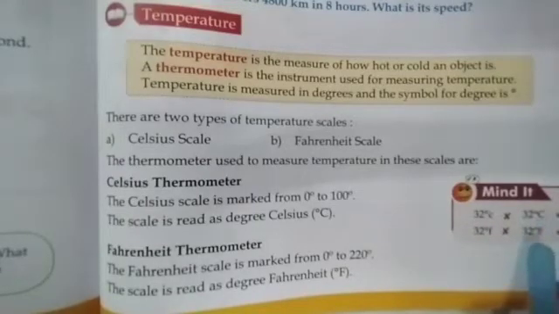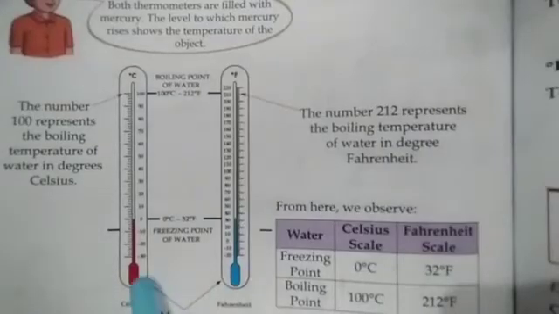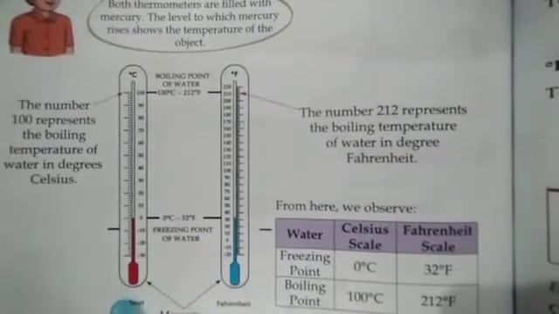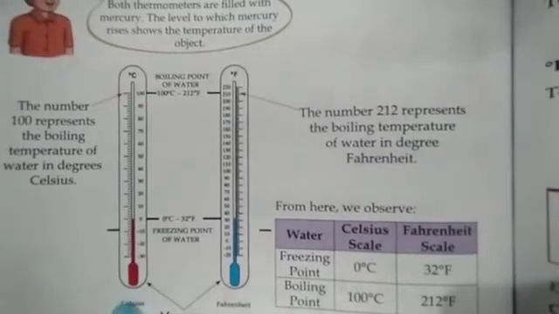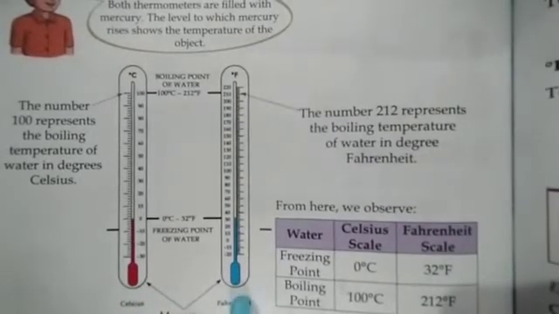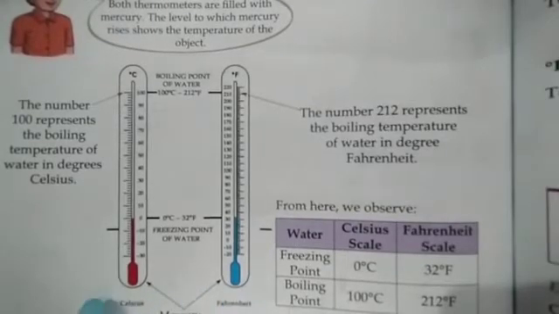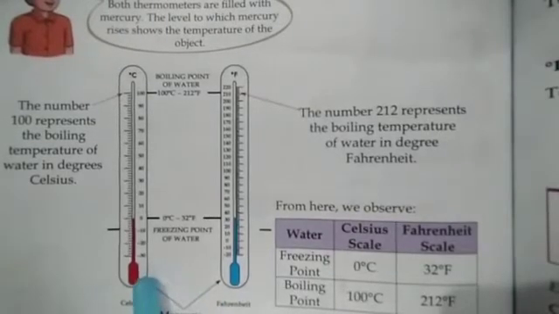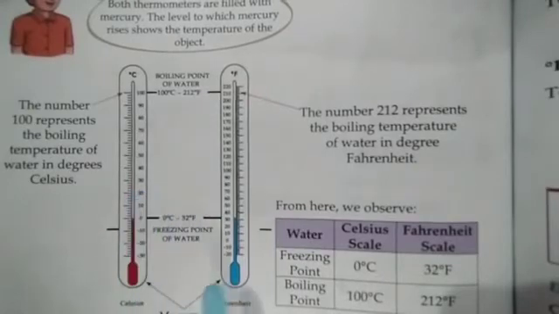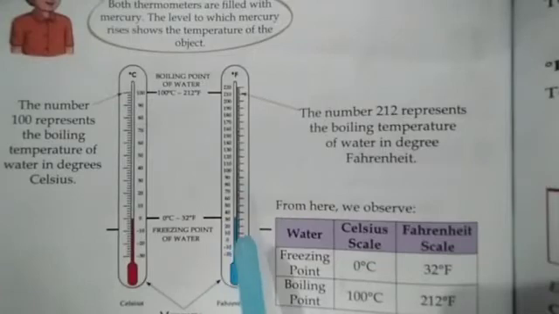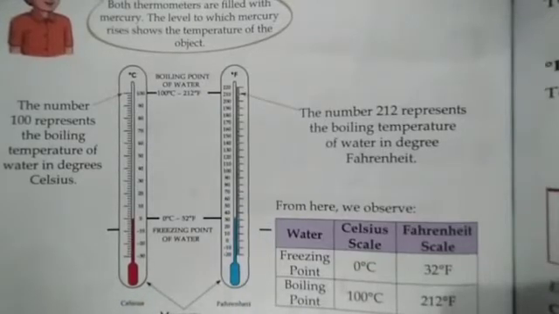For example, 32 degrees Celsius and 32 degree Fahrenheit. Here two thermometers are given, a Celsius scale and a Fahrenheit scale. Here minus 30 to 300 is marked, and in the Fahrenheit scale minus 20 to 220 is marked.